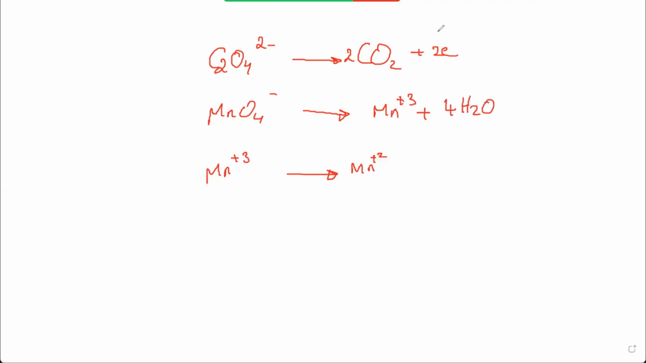And on the other side, we'll add the equivalent amount of protons. And then we need to balance the charges. So here we have 8 and minus 1, that is 7. And here we have plus 3. That means we have to add 4 electrons on this side.